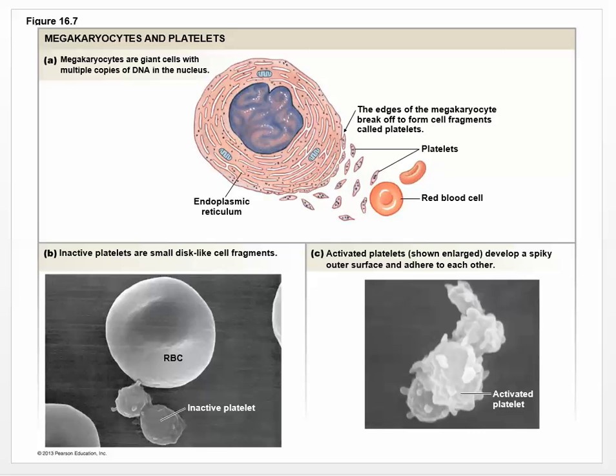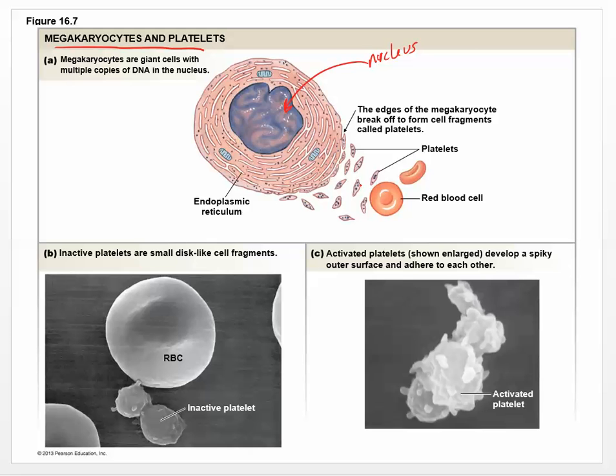Okay, so let's look again at the megakaryocytes. There's the megakaryocyte. There's this huge nucleus with many copies of the DNA. But the platelets themselves actually don't have any DNA. They don't have a nucleus because they're just chunks of this large cell. So that's the nucleus that sits inside, and it just chunks off little pieces.